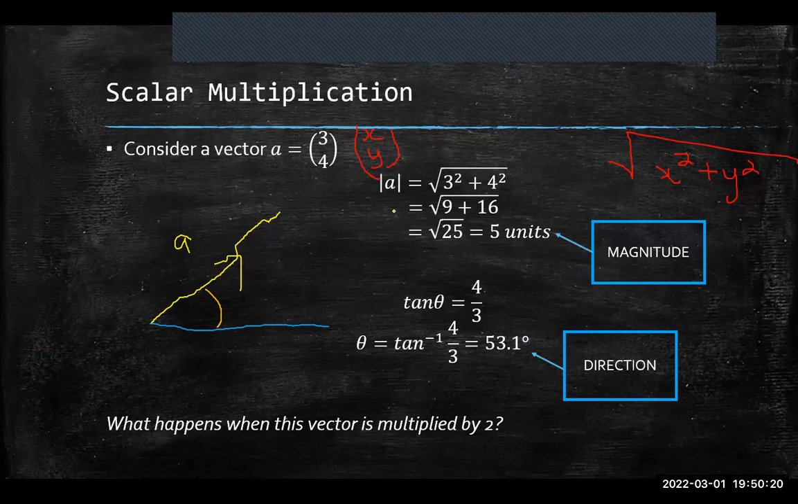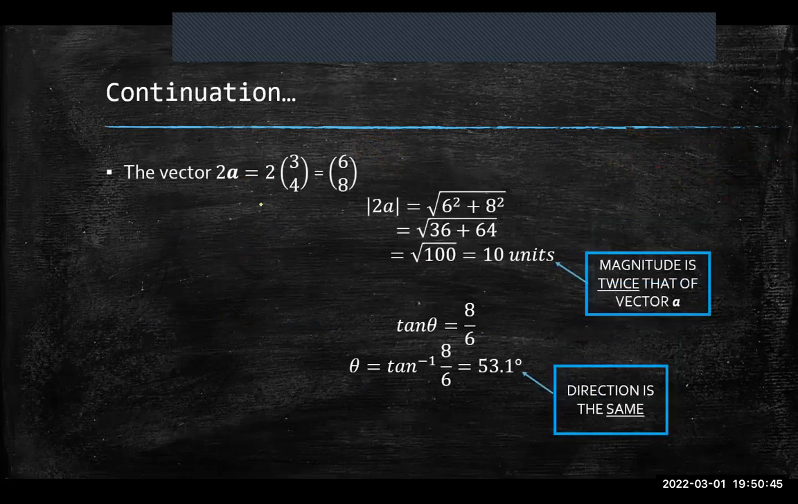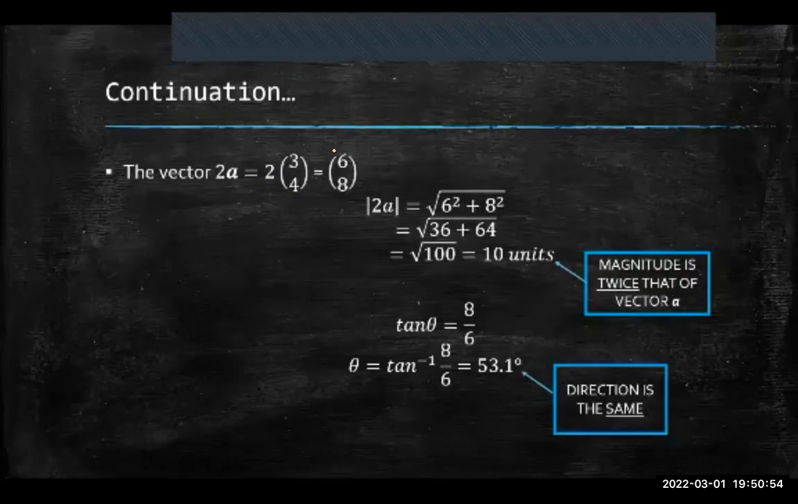But what if I told you we have to multiply this vector A by 2? What happens to the vector when I do that? Would the magnitude of the vector change? Would the direction of the vector change? Or would both stay the same? I don't know. That's what we're going to find out. So instead of finding the vector A, we're trying to find the vector 2A. So 2A just means 2 multiplied by vector A. The column vector is 3, 4, so if I multiply this column vector by 2, I'll get 6, 8.